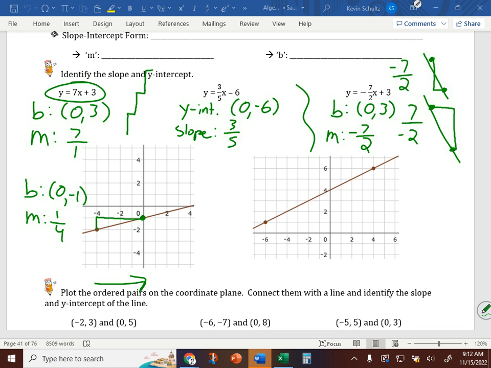Yep. Next one, slope and y-intercept. This one does not have a point on the y-axis, but we can see where it crosses. Nick, what is the y-intercept? At 4. Okay. Written as an ordered pair, 0, 4. And what is the slope?